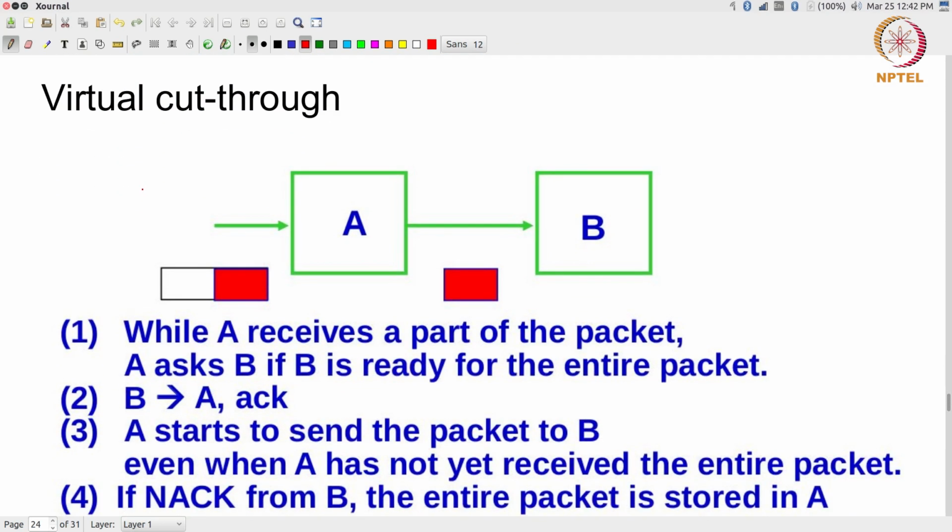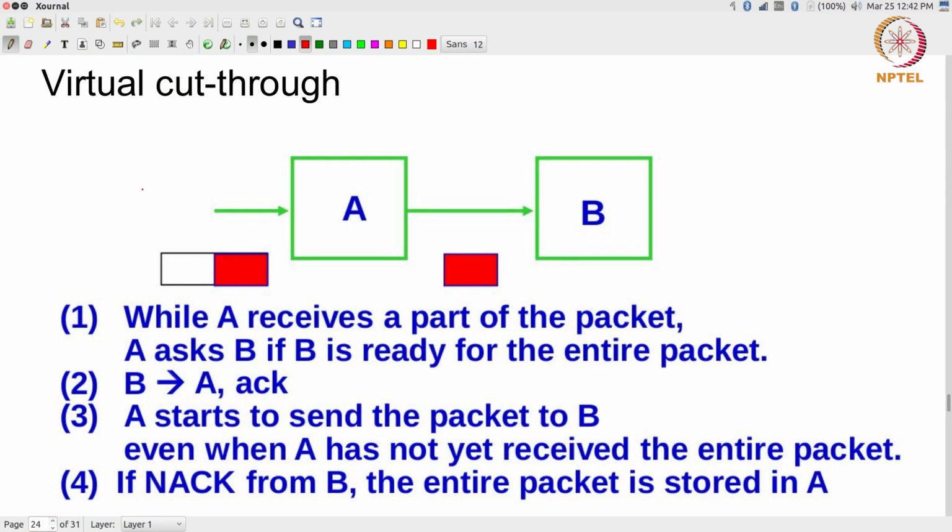A variant of this is a slightly optimistic approach to the problem, which says that as soon as A starts getting data and it knows that it is meant for B, it immediately contacts B and says I have something coming for you, shall I start sending it? B says okay, and A starts forwarding the data immediately. The good thing is A now needs to store only this much, not the entire packet.